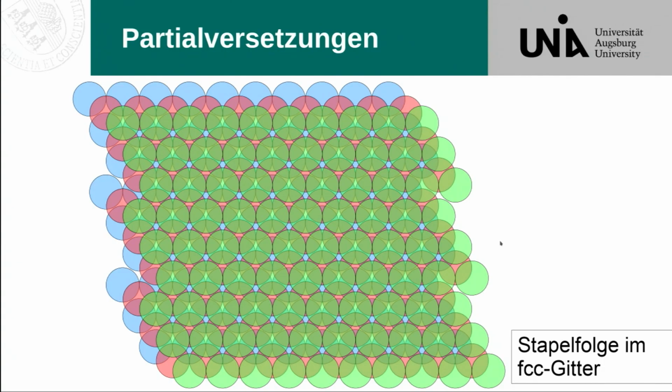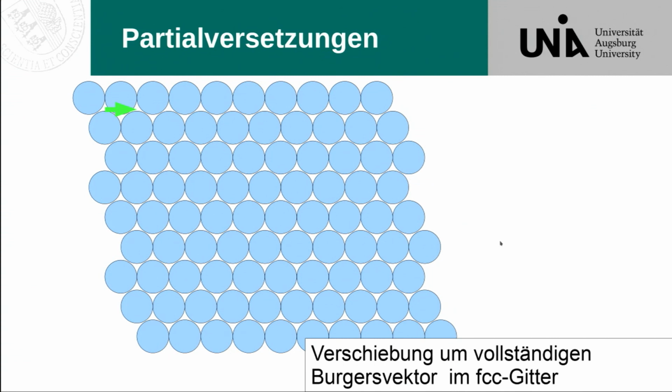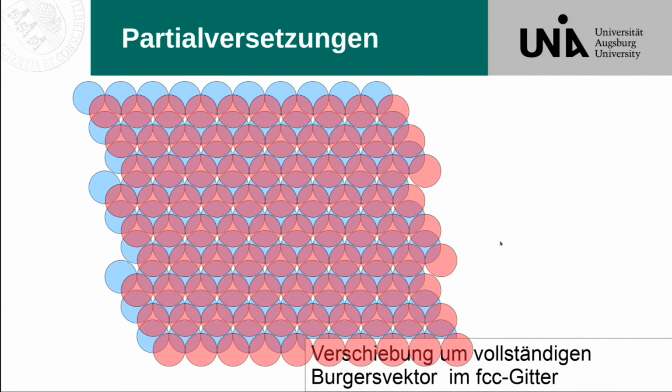Here we see the stacking of the 1-1-1 planes. It's in German, but I think it's easy to understand. That's what Guru showed here, and then we can look at what happens if I displace the lattice along a complete Burgers vector. This would be the green one here, and you already see if you displace the red plane on top of the blue one, there's an easier way.